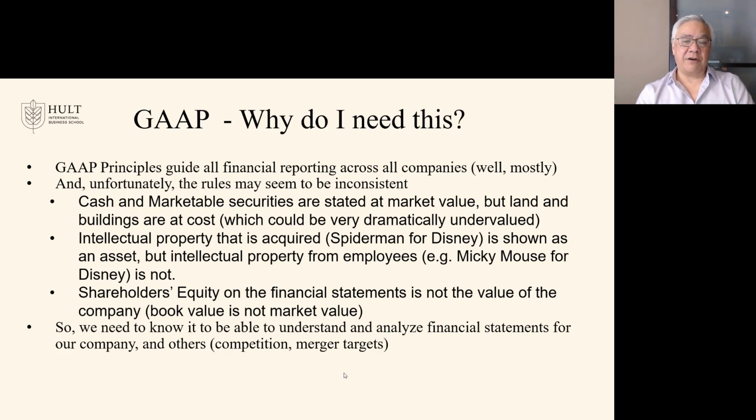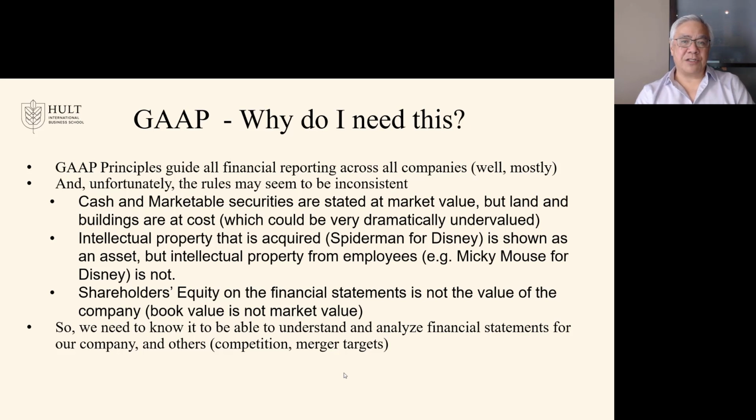Cash and marketable securities are stated at market value. Cash is cash. There's no controversy there. But marketable securities can be sold on the open market, like stocks and bonds. So they're shown on a financial statement at the market value. We call that mark to market. However, other assets, such as land and buildings, are at historical cost, which could be dramatically undervalued to today's value. If Walt Disney bought the land for Disneyland 70 years ago in Anaheim, he probably didn't pay that much per acre for that land. However, now it's worth quite a bit of money.